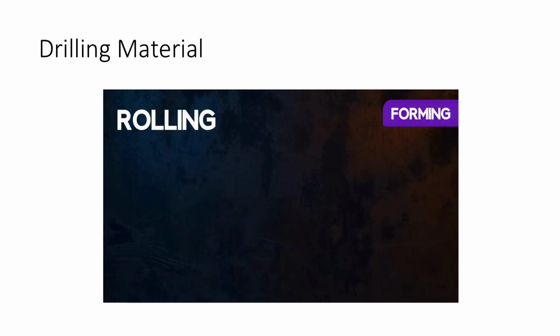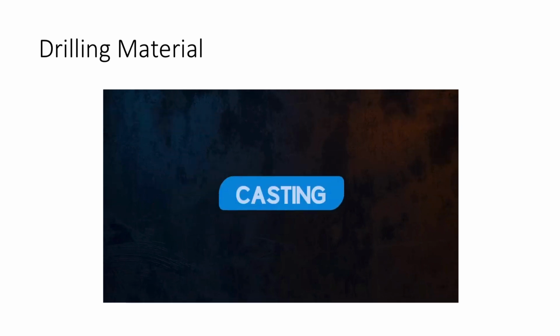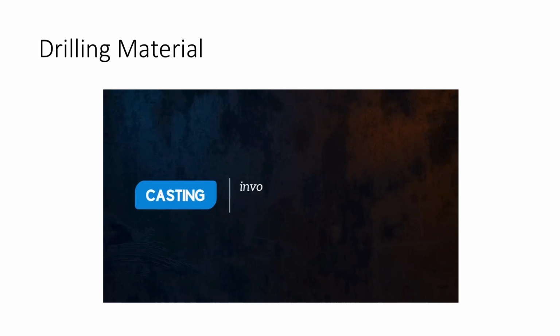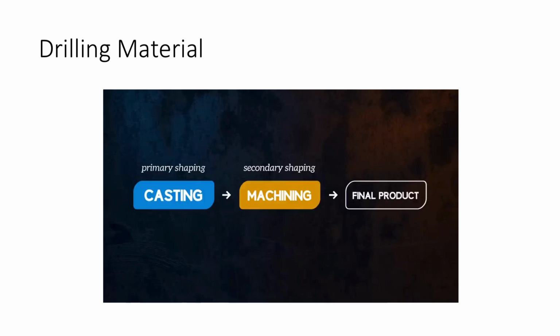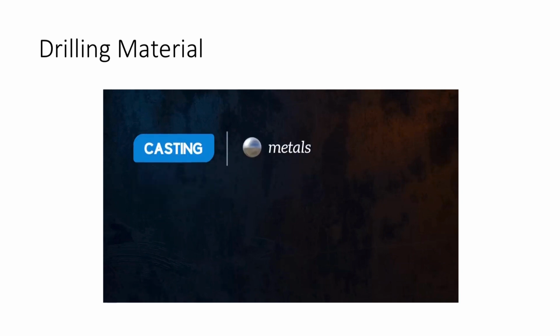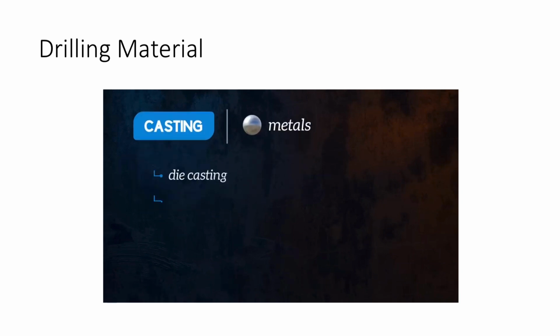Let's move on to the next category of manufacturing processes, casting. Casting involves pouring molten metal into a mold and allowing it to solidify. It is what we call a primary shaping process. A secondary process, such as machining, is typically needed to achieve the desired surface finish. Like forming, casting is most commonly used for metals. 3 common types of casting are die casting, sand casting, and investment casting.